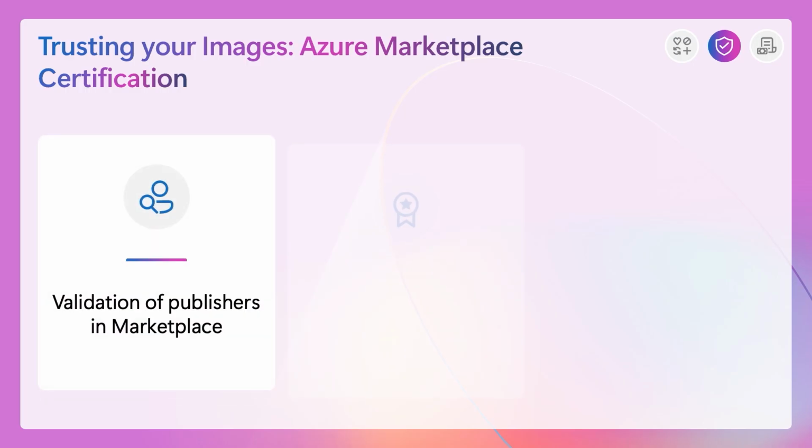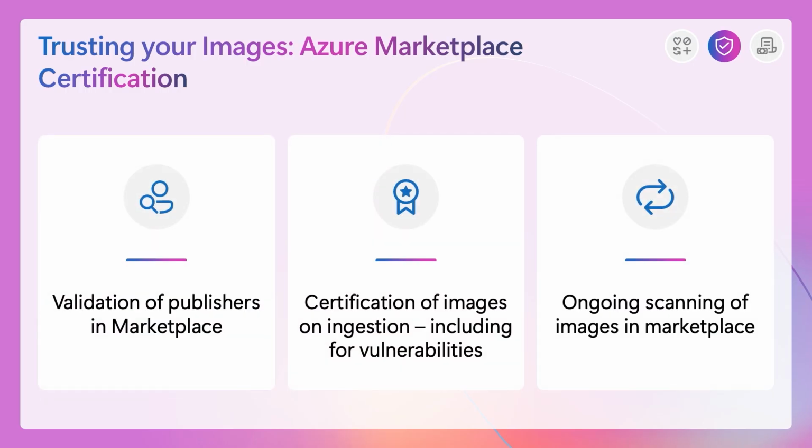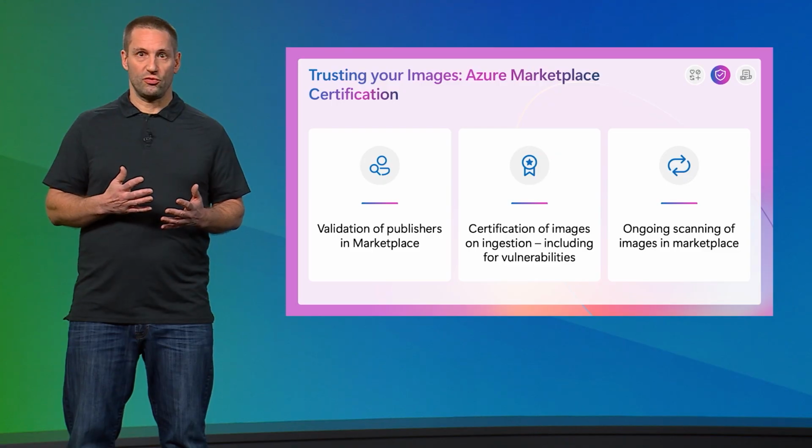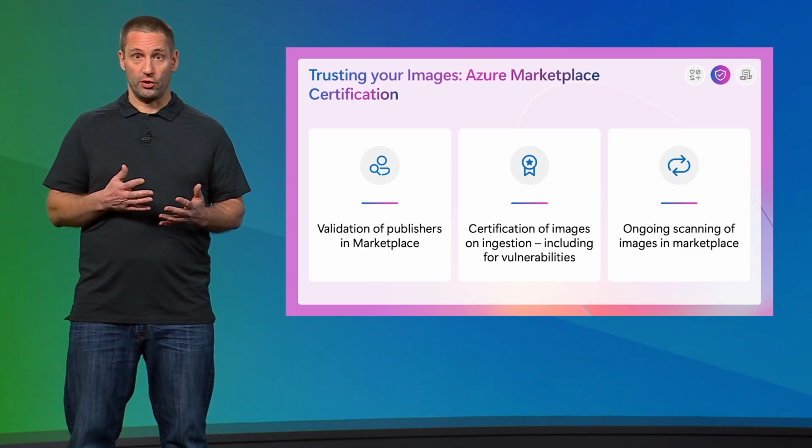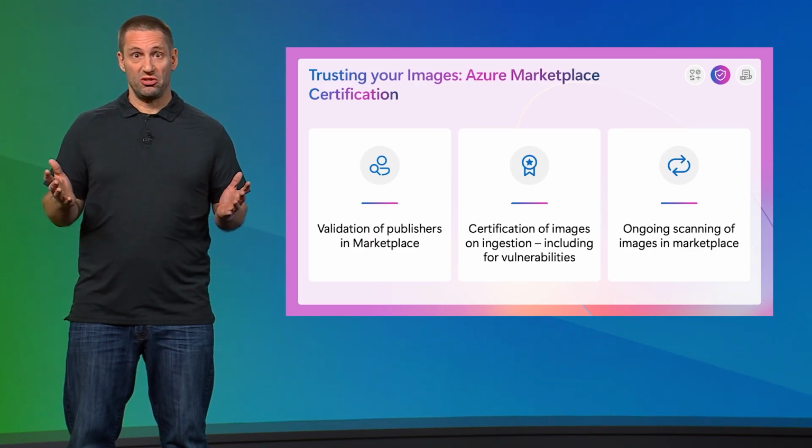So we start by making sure the images made available in the marketplace are a secure starting point. We validate the publisher, followed by certification of the images themselves, and we scan these images in the marketplace on an ongoing basis. Over the last couple of years, we've significantly expanded the range of tests applied on ingestion, including a full vulnerability scan, again, continuously applied after the image is published.